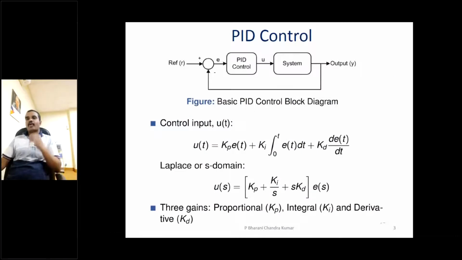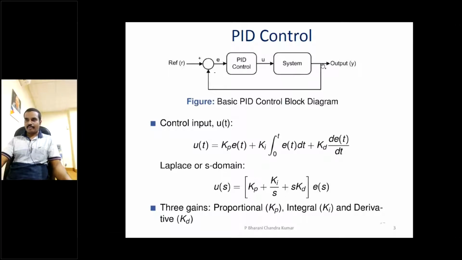So this is the fundamental block diagram of the PID controller. If you see here, this is the system. The system can be anything which you want to control. So that's what we discussed yesterday, what is the system. And the output of the PID controller is nothing but the input of the system.